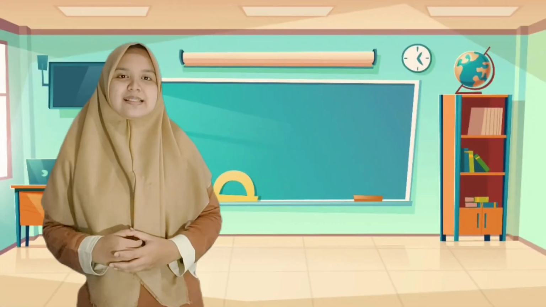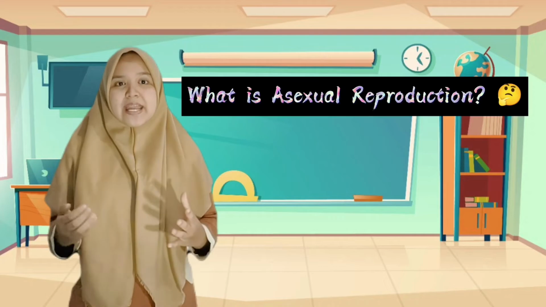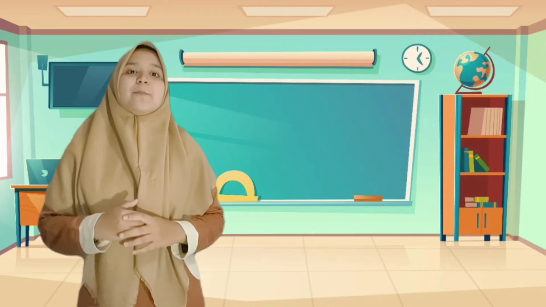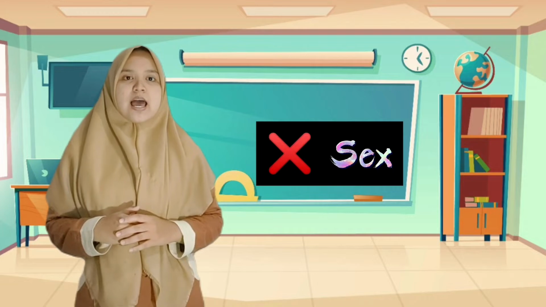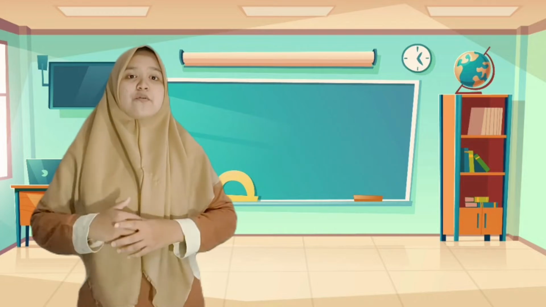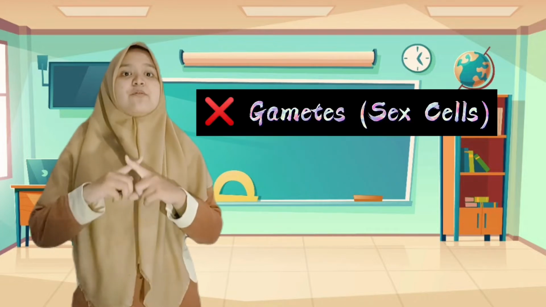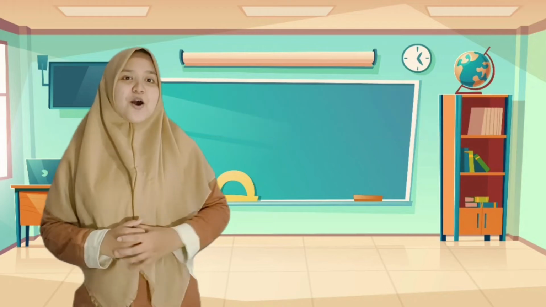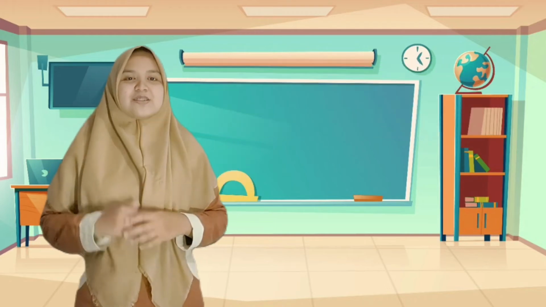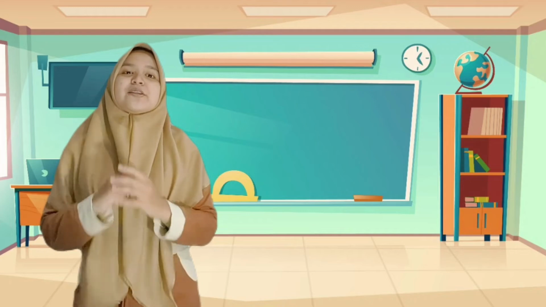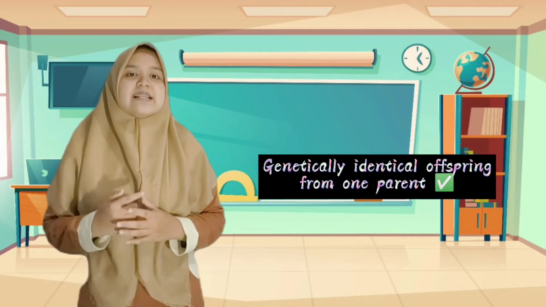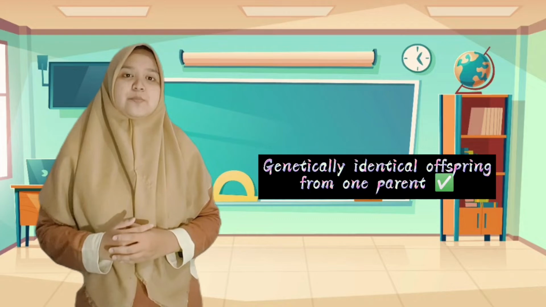Well, students, do you know what is asexual reproduction? Asexual means without sex, and this method of reproduction does not involve gametes or sex cells and only needs one parent. So, asexual reproduction is the process of producing genetically identical offspring from one parent.